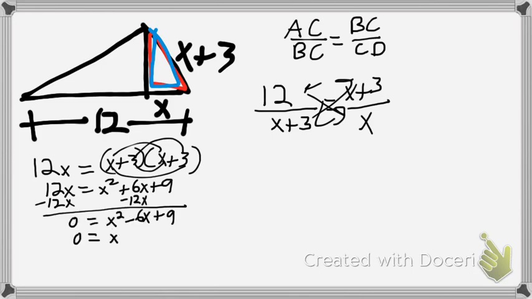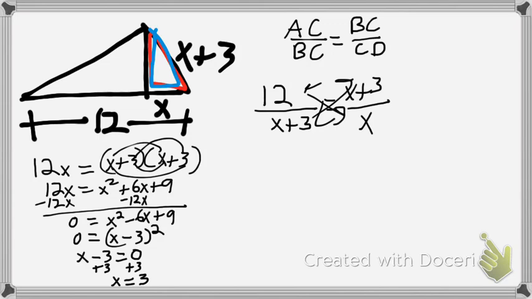Now, we have to factor that out. And again, if you're not familiar with how to factor, come see me at lunch or after school or whatever, and we'll break down the kind of factoring out of x squared minus 6x plus 9. So, when we do that, we get x minus 3 times x minus 3. So when is that true? Well, that's true when x minus 3 equals 0. Add 3 to both sides, we get x equals 3. And that's our answer.